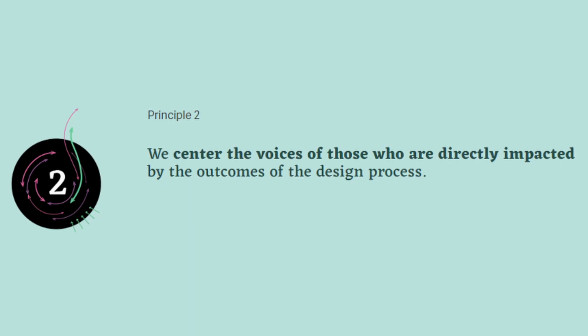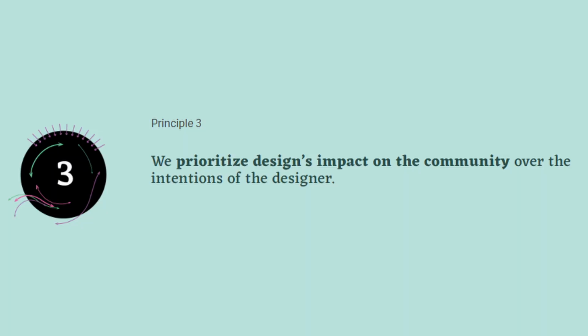For instance, we can look at Principle 2, which states, we center the voices of those who are directly impacted by the outcome of the design process. And that's clear that employees are impacted by evaluation processes. It would then make sense to center on their voices when designing evaluation regimes. We want them to be included because they're the ones who are going to be the most impacted by the design process.